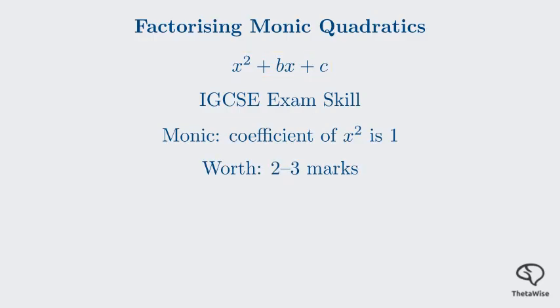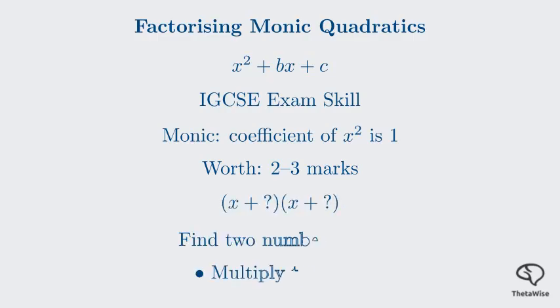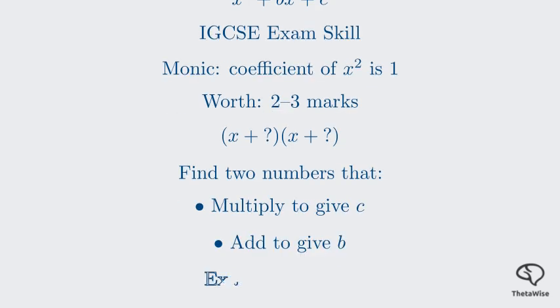To factorize these, we are looking to put the expression back into two sets of brackets. We need to find two numbers that multiply to give the constant term, c, and add together to give the coefficient of x, which is b. Let's look at how this works in practice.